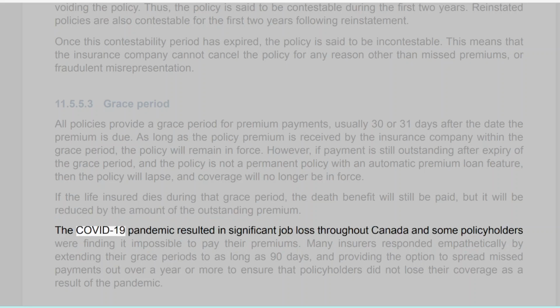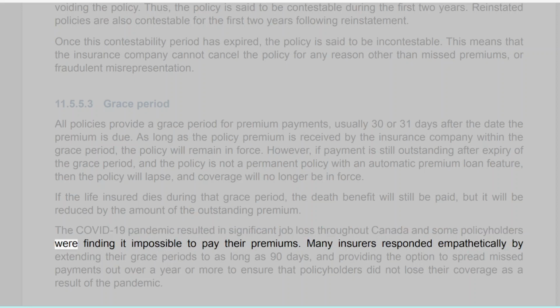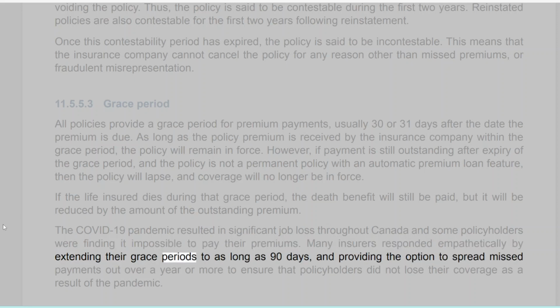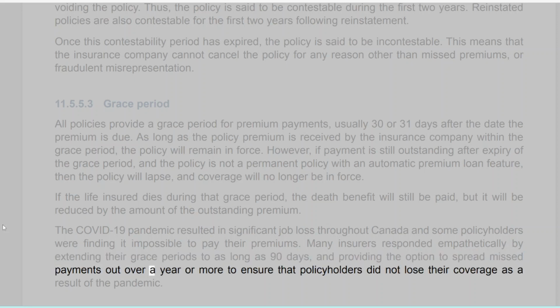The COVID-19 pandemic resulted in significant job loss throughout Canada, and some policyholders were finding it impossible to pay their premiums. Many insurers responded empathetically by extending their grace periods to as long as 90 days, and providing the option to spread missed payments out over a year or more to ensure that policyholders did not lose their coverage as a result of the pandemic.